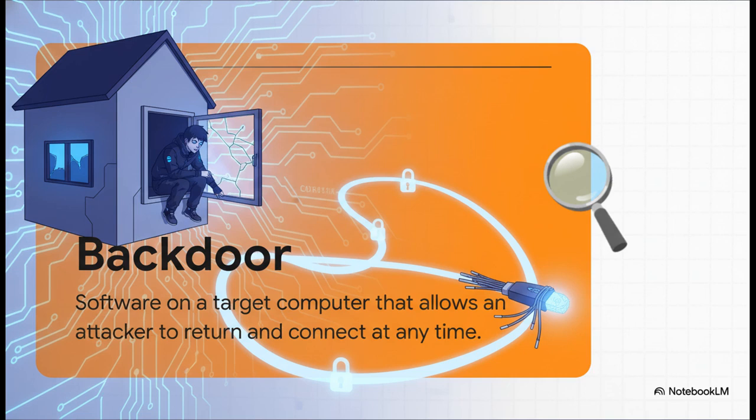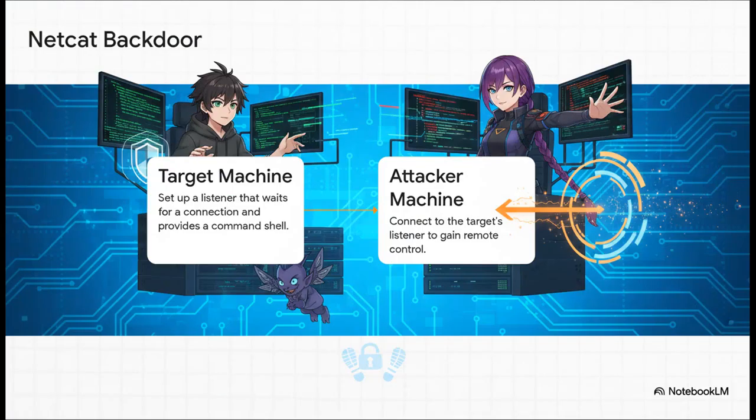The analogy is perfect, really. You've broken into the house, and the very next thing you do is sneak over to a back window and prop it open just a little, so you can slip back in whenever you want without making a big scene again. It's just a hidden bit of software running on the target's machine, quietly waiting for the attacker to call home. One of the oldest, most classic ways to create a backdoor is with a simple tool called Netcat.